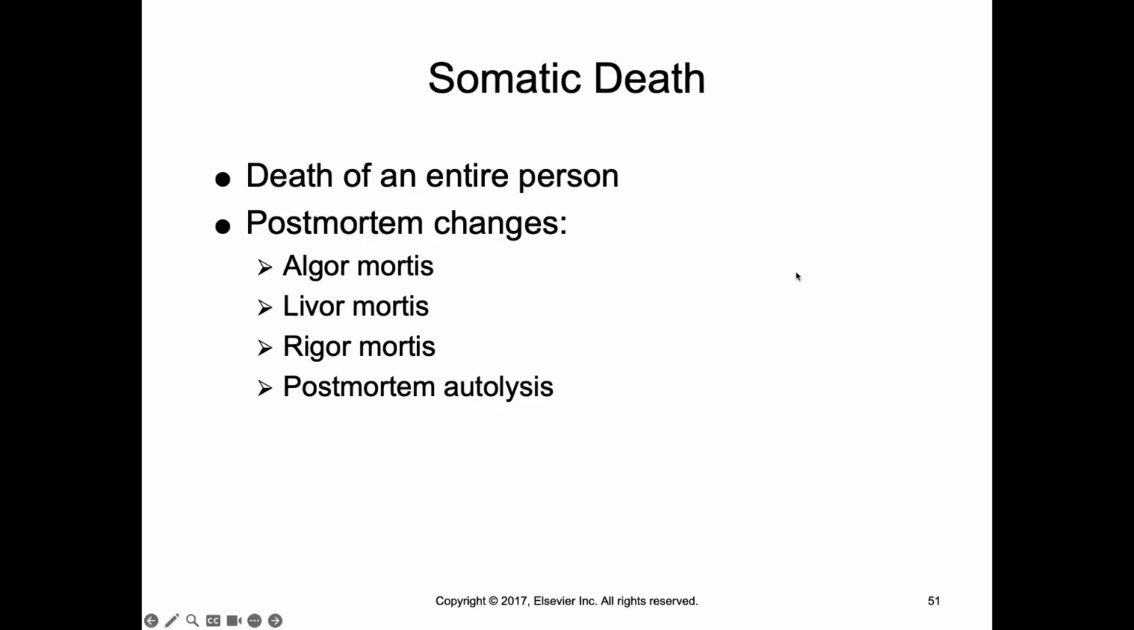In somatic death, we have death of the entire person, and the postmortem changes include algor mortis, livor mortis, rigor mortis, and postmortem autolysis. So let's go through each of these. Algor mortis means cold death and describes the postmortem temperature change after someone has died, assuming room temperature, basically. Livor mortis is postmortem lividity.